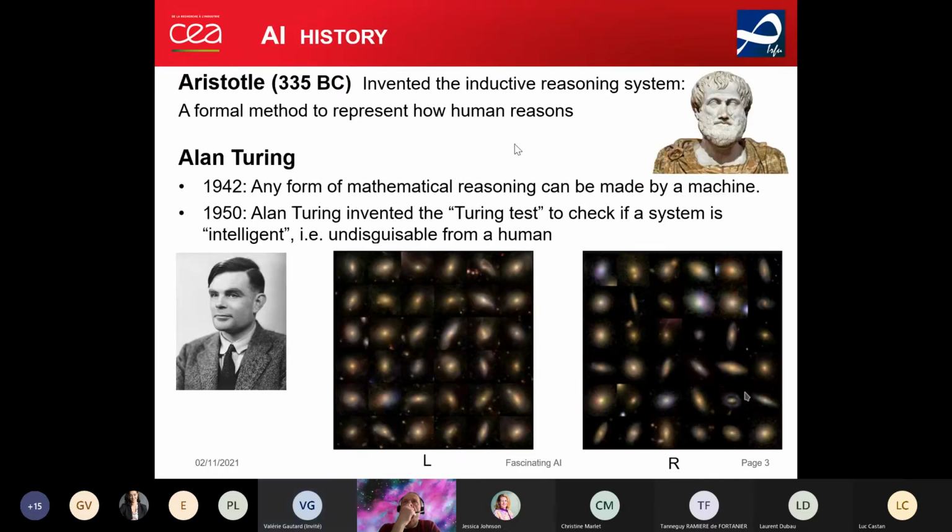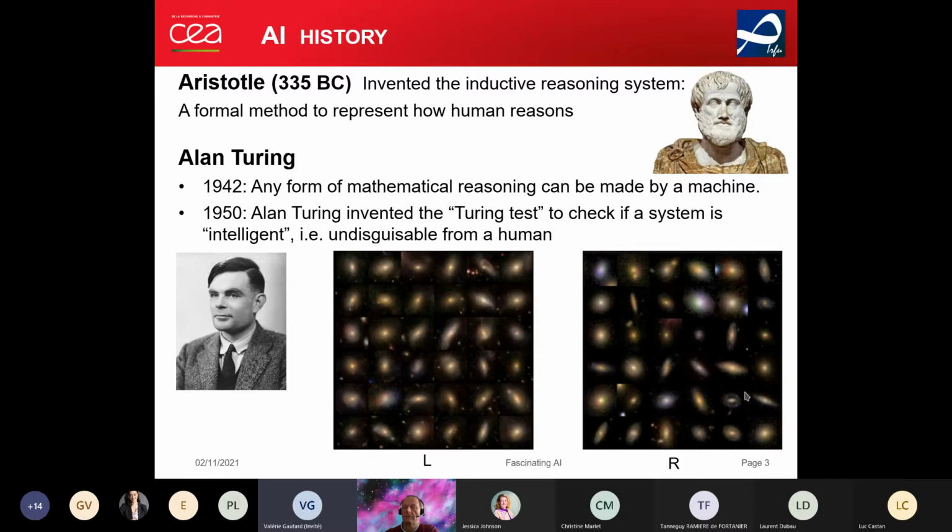Next slide, please. Of course, the story of AI is related to the way we evolve on reasoning. Probably one of the first is Aristotle in 335 before Christ, who invented the inductive reasoning system. An example of such things is: all humans are mortal, all Athenians are human, therefore all Athenians are mortals. Of course, we all know the limit of that way of thinking, but it was a very interesting way of trying to put theory on the way of thinking.